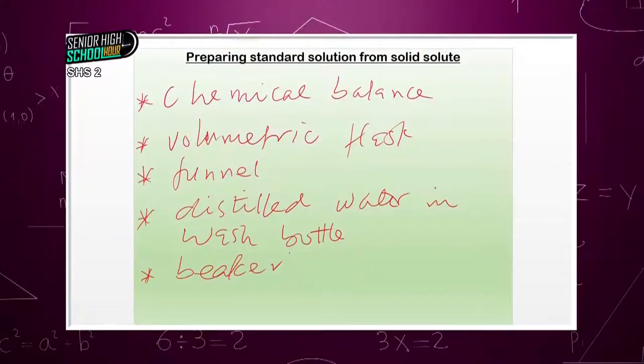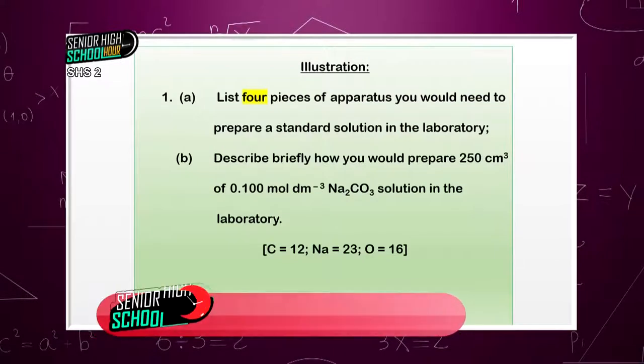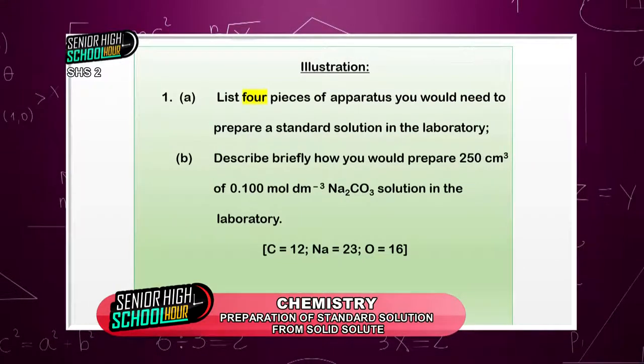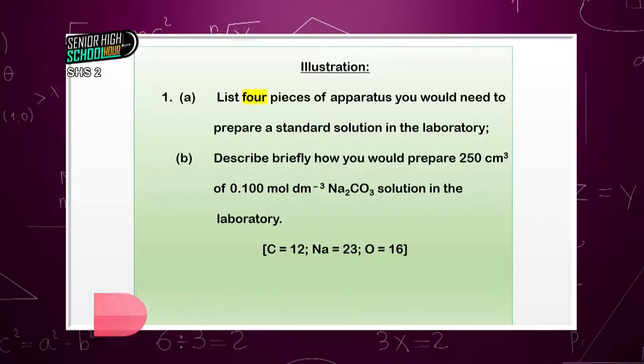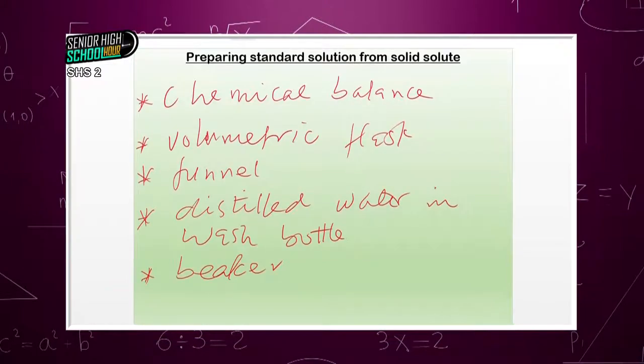Okay. Now, since we are dealing with solid substance, we have to calculate the mass that we are going to weigh on the balance, transfer, dissolve, and simple, straightforward. So let's pick a question to illustrate. List four pieces of apparatus you would need to prepare a standard solution in the laboratory. So with all those things I have listed, I have four there. You see. We have stirring rod there, that for the dissolution, and so on and so forth.